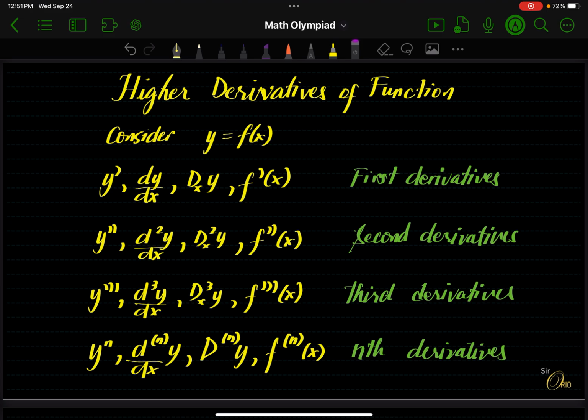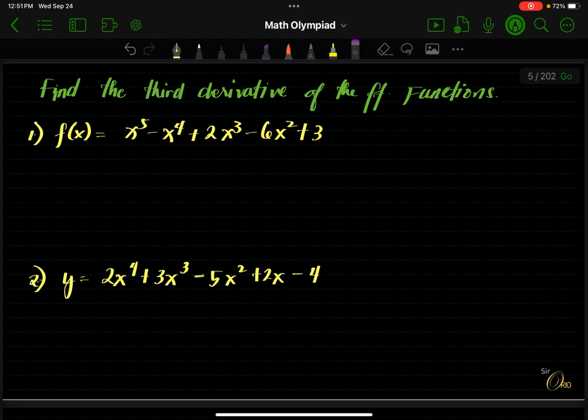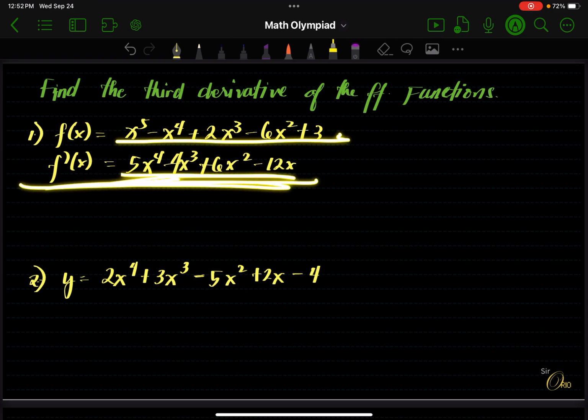Okay, so let's have examples. Find the third derivative of the following function. Number 1, f of x is equal to x raised to 5 minus x raised to 4 plus 2x cubed minus 6x squared plus 3. Find the third derivative. So what is the derivative of this function? First derivative is 5x raised to 4 minus 4x cubed plus 6x squared minus 12x plus 0. Okay, so the derivative of this is this one.